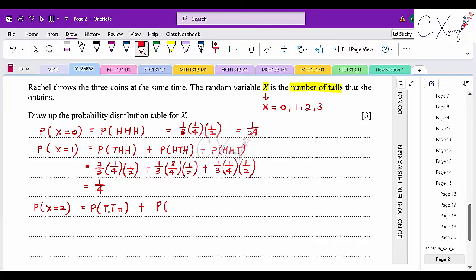I can also have the second coin is a head. This is also 2 tails with 1 head. Then the third possible case is the first one is the head, the second and the third coin are the tail. Right, so let us fill in the probability.